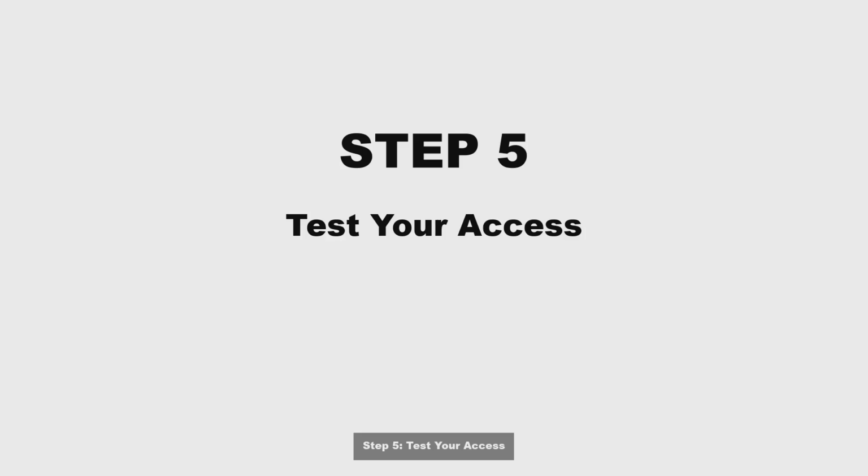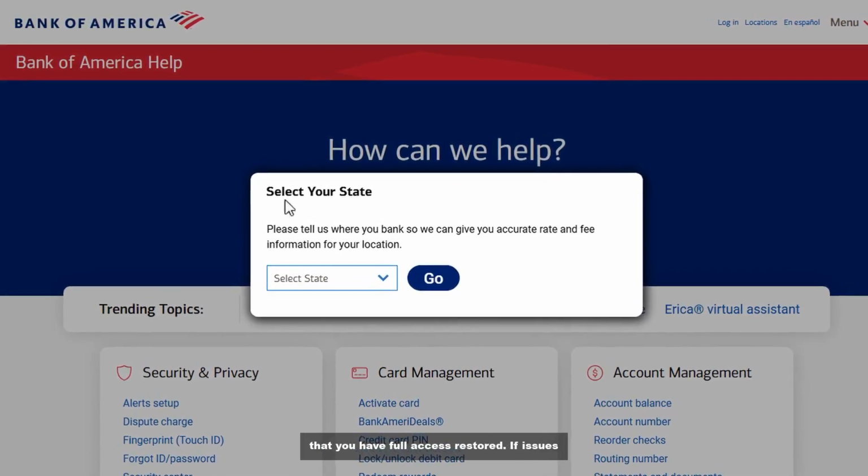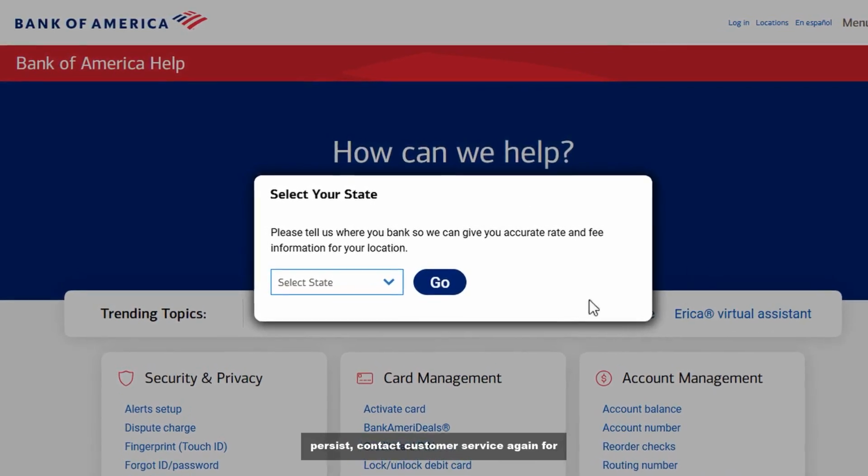Step 5. Test your access. After completing the necessary steps, log into your Bank of America account to ensure that you have full access to restore. If issues persist, contact customer service again for further assistance.